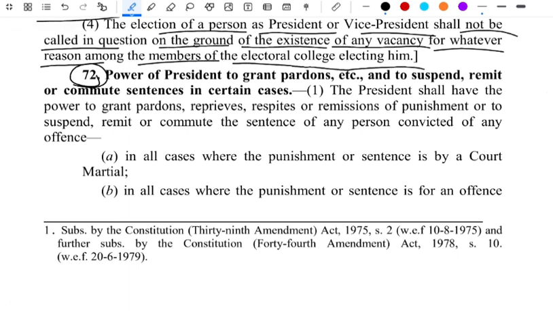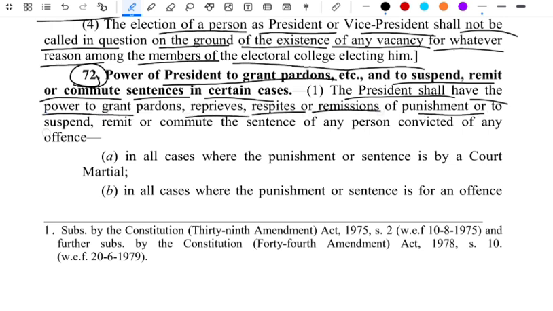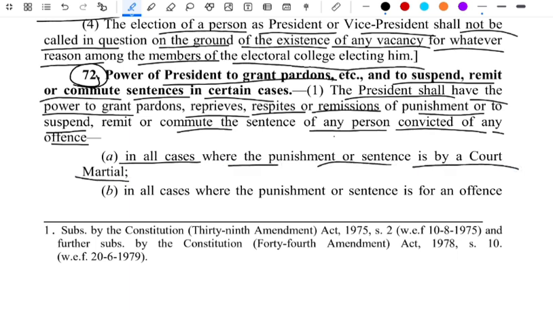Okay, Article 72 says about the pardoning powers of the president. The president can suspend, remit, commute the sentence. The president shall have the power to grant pardon, reprieve, respite, remission of punishment, and to suspend, remit, commute the sentence of any person convicted of an offense. Okay, in all cases where the punishment or sentence is by a court martial. The president looks at court martial related cases too.